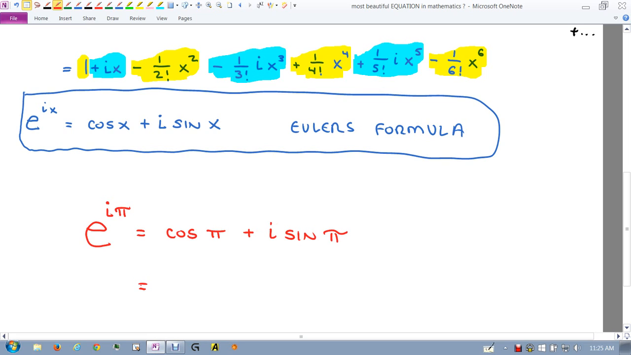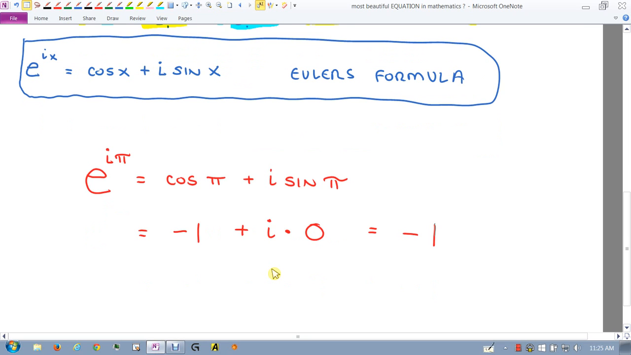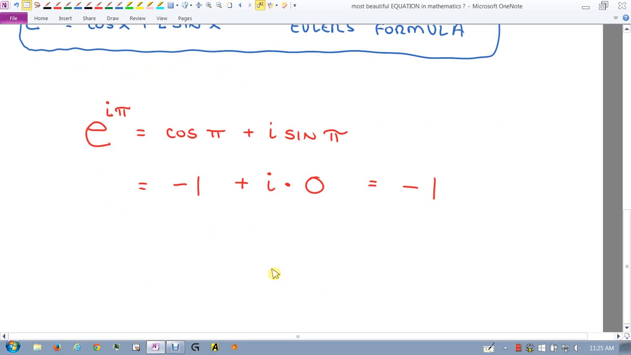And what is cosine of pi? Negative 1. Plus I times what is sine of pi? 0. So the answer is negative 1, which is what I was trying to show you, right? That's what I wanted to prove. So e to the I pi is that. Interesting.